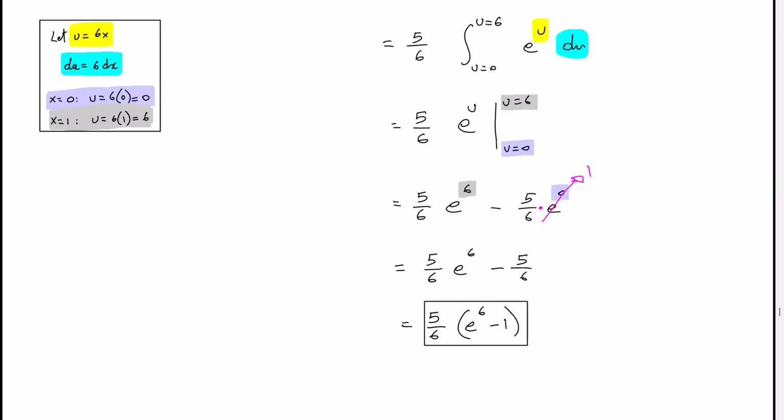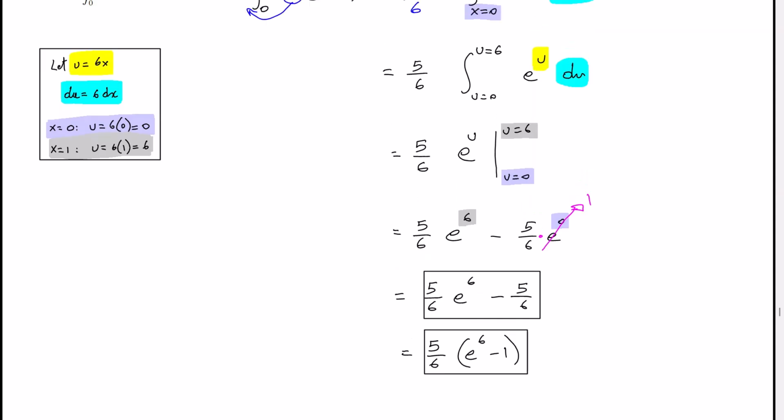You can choose this one or this one. The bottom line is you cannot leave it as a decimal. It has to be exact. So pick one of those two choices and just leave it as one of those.